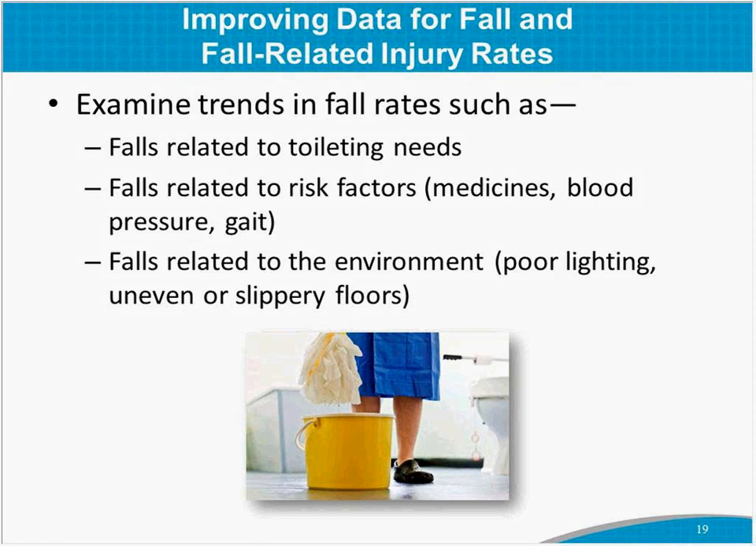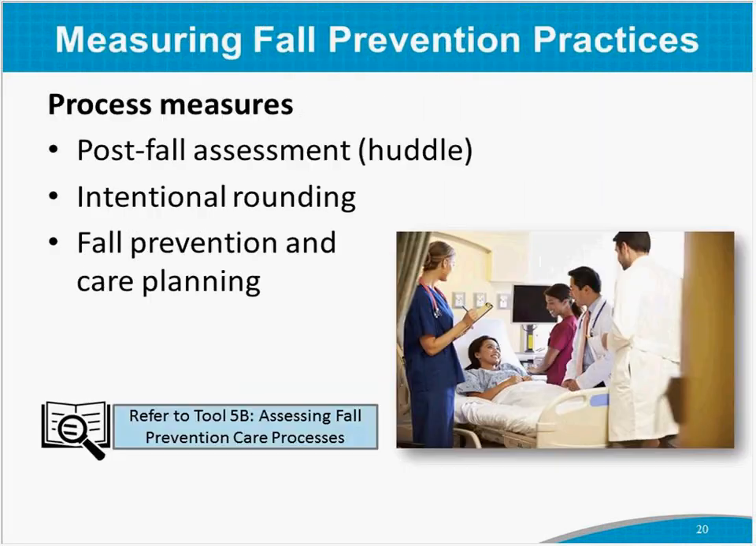You can find trends in fall rates such as falls related to toileting needs, falls related to risk factors, perhaps medications, blood pressure medications being prescribed at a rate that causes postural hypotension, gait disturbances, or maybe there are environmental factors. More than once, people have shared that prior to an inspection by outside agencies, people have made an extra effort to make the floor shiny and buff it up, and then the floors were too slippery. So that's an example of unintended consequences. That gives you a chance to look at that.